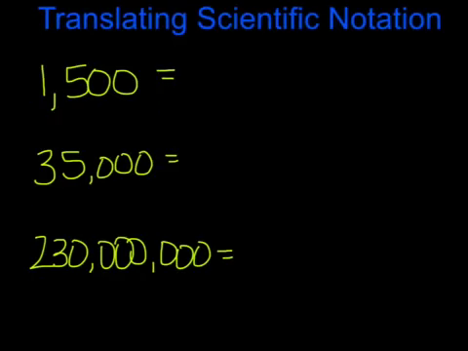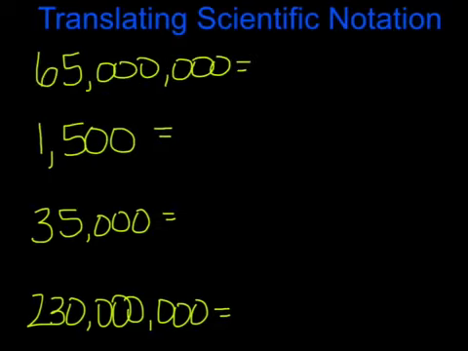Now let's talk about translating scientific notation. In our last video, we talked about writing powers of 10 using exponents. This, scientific notation, is just an extension of that. Let's look first at the number 65 million.